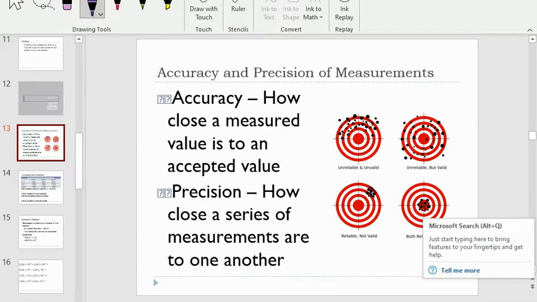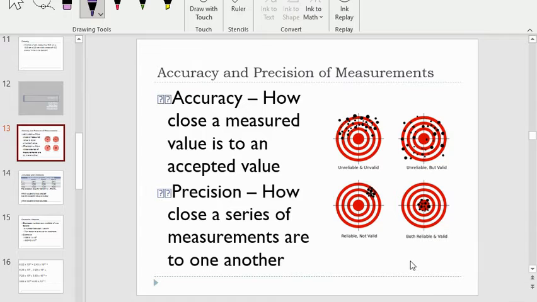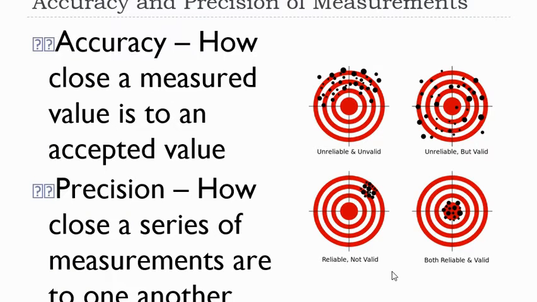We're going to talk about accuracy and precision. Most people take those two words and use them interchangeably.